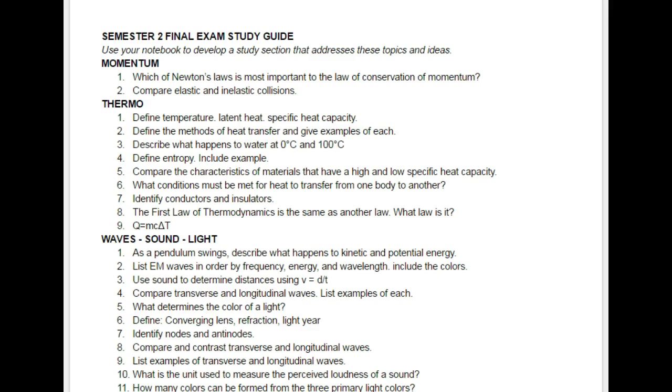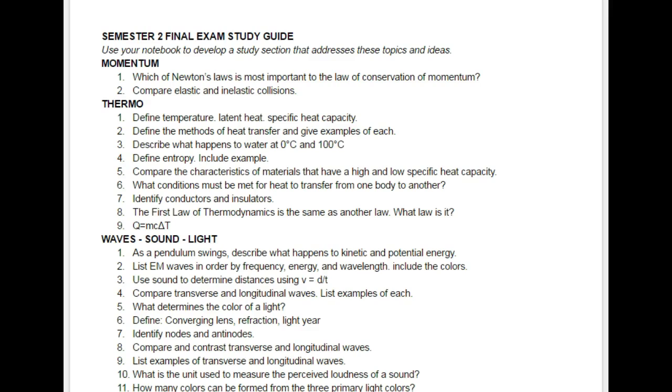List examples of transverse and longitudinal waves. So if you're making a jump rope move, that's a transverse wave. Longitudinal waves are things like sound waves, like the ones coming from my mouth to this microphone through our connection here on YouTube to your ears.